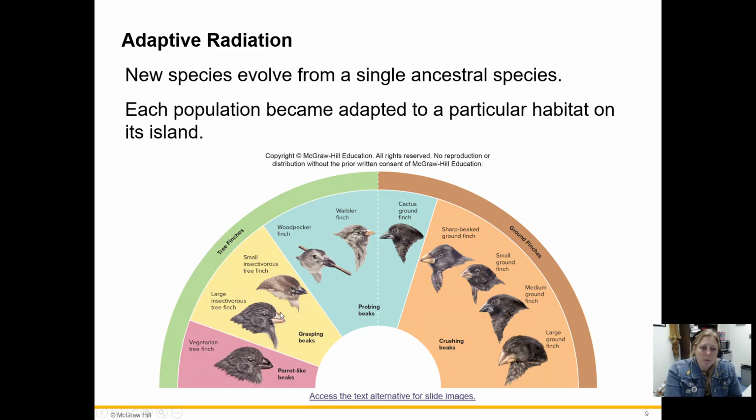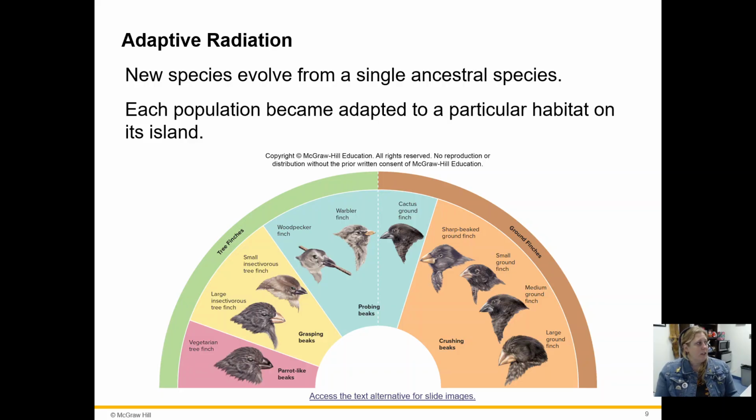And so these populations became adapted to the particular habitats. And so now, even though these guys share a common ancestor, I'm not going to find the large insectivorous tree finch trying to make babies with the warbler finch. They have two completely different beaks. They are eating completely different foods. They are in completely different environments. Even if they're on the same island, they are now two completely different species. And we see that as an accumulation of those different prezygotic and postzygotic barriers accumulating over time.